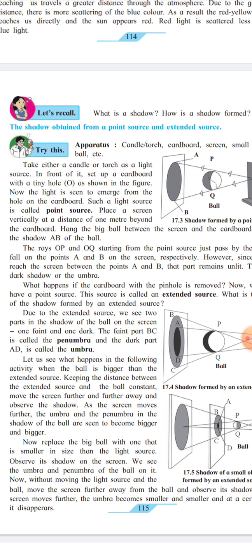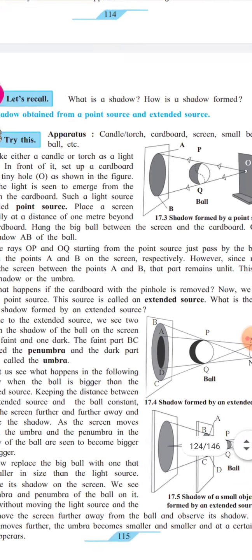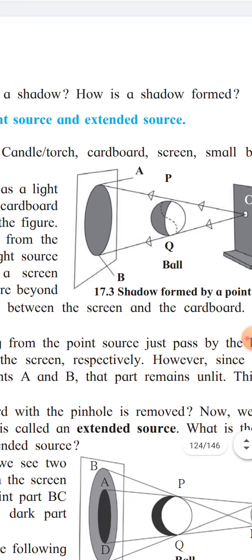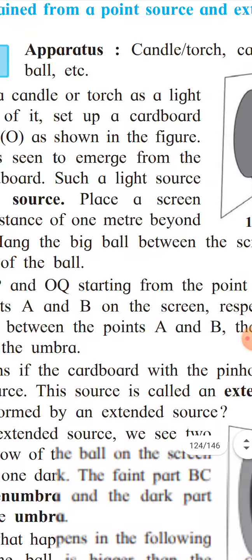Now, the ray OP. Are you able to see the diagram properly? The rays OP and OQ starting from the point source just pass by the ball and fall on the points A and B on the screen respectively. However, since no rays reach the screen between these points A and B, that part remains unlit. This is the dark shadow, or one can call it an umbra. What will we call it? We can call it an umbra.